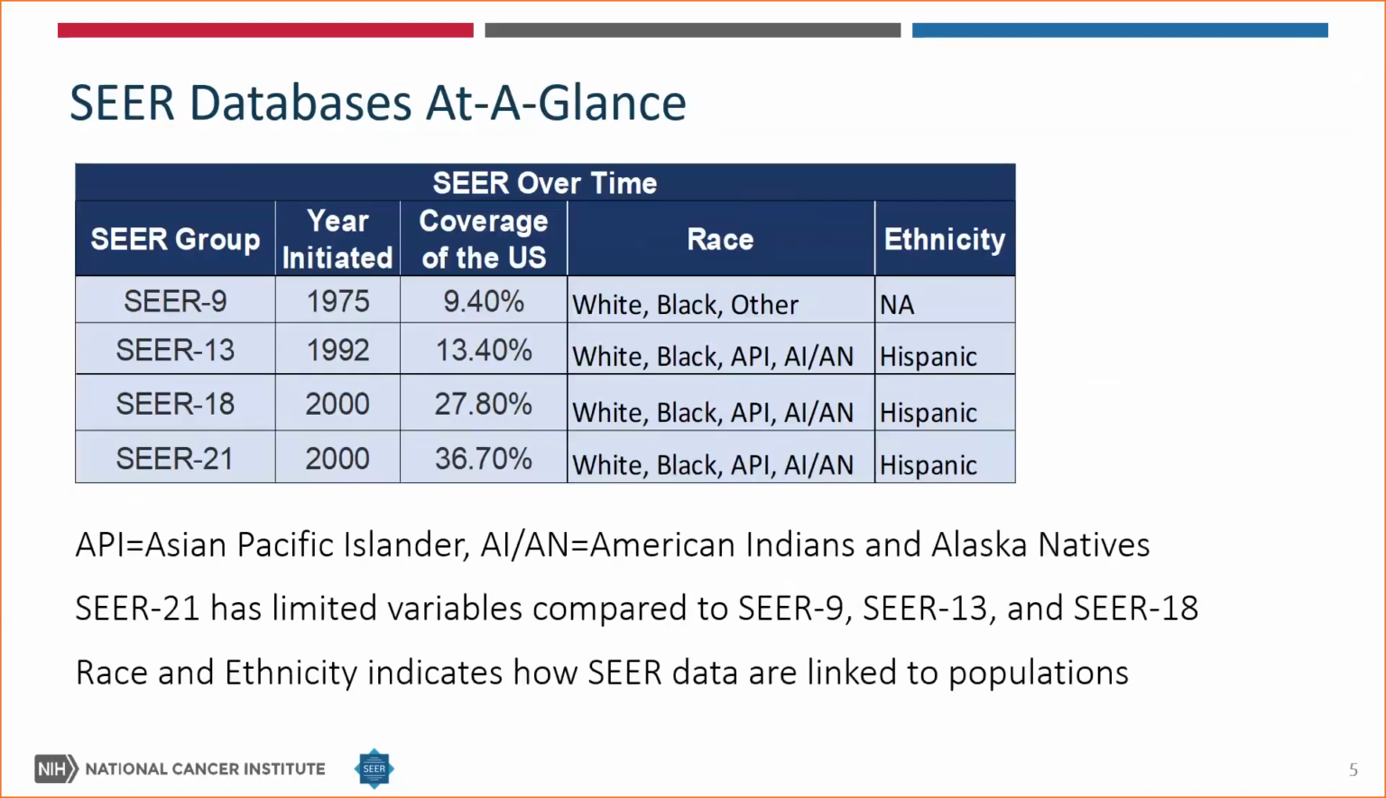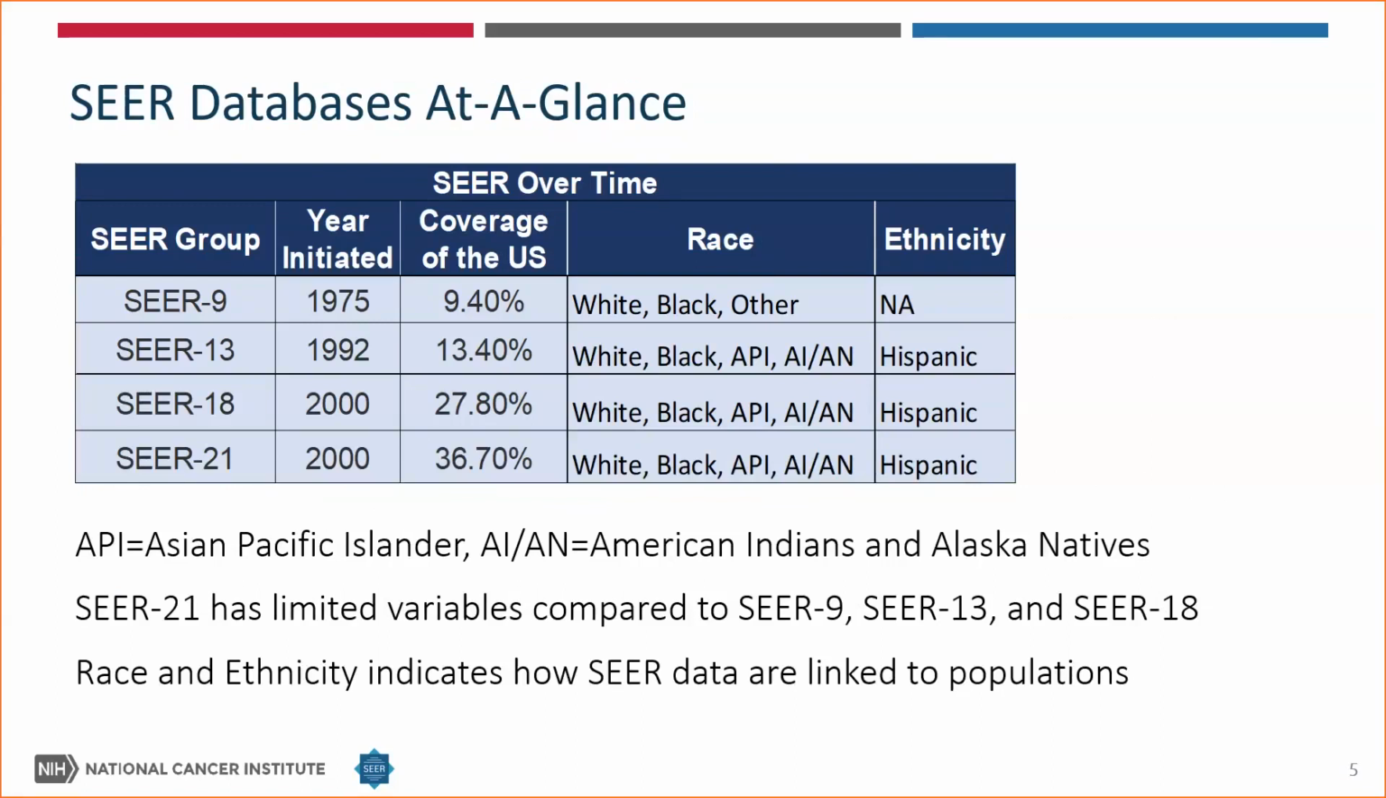So, the SEER databases at a glance. Nadia kind of covered some of this, but we have SEER 9 starting with 1975 and the population coverage of SEER 13 and 18 and 21. You can see the race and ethnicity. We have races of white, black, and other. Again, it's the populations that limit what's available, so it's only when doing rates that this is really the issue.